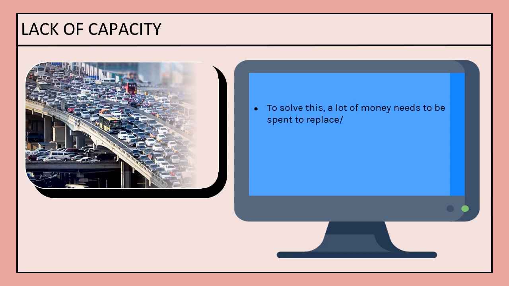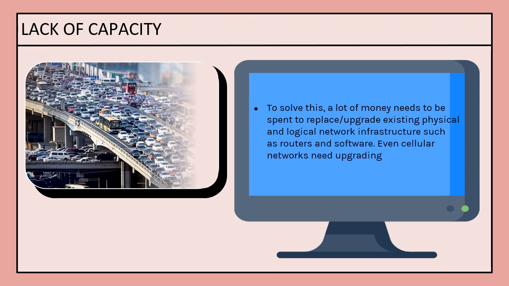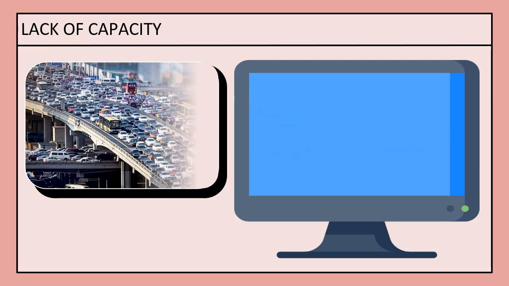To solve this, a lot of money needs to be spent to replace or upgrade existing physical and logical network infrastructure such as routers and software. Even cellular networks need upgrading. It's analogous to highways. The more cars you have on a highway, the more jammed it is, and the more money you'll need to spend to either build a new highway or build a new road that takes a different route.